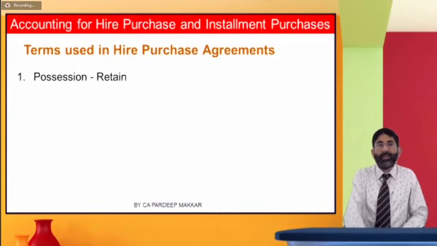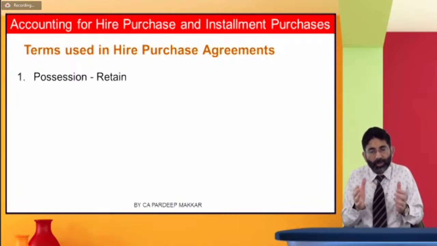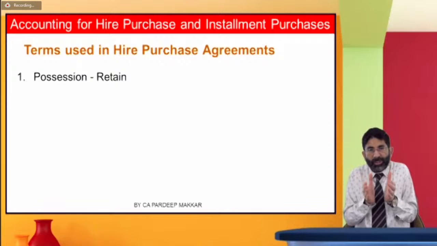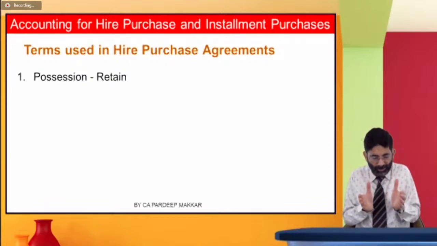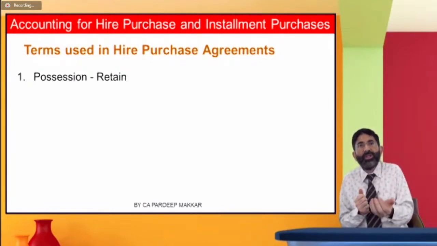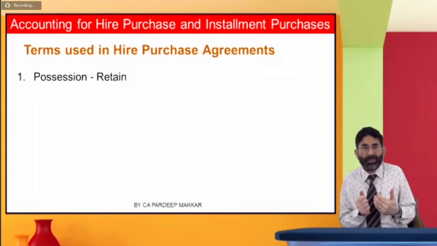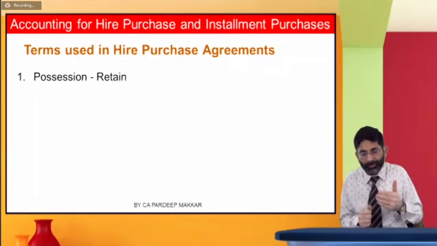Now, what are the terms which are used in this hire purchase agreement? First term, possession. What does possession mean? Possession means to retain, that we have retained this item with us. So if the purchaser has purchased or acquired the goods, that means he has possessed the goods, he has retained the goods, because the ownership has not been transferred. Due to that reason, the word possession will be used, that he has the possession of goods with him. The vendor has given him the possession.